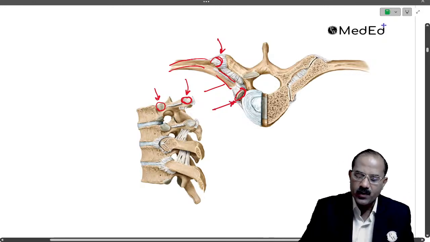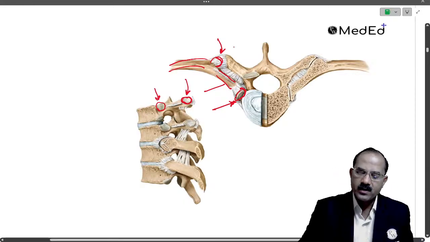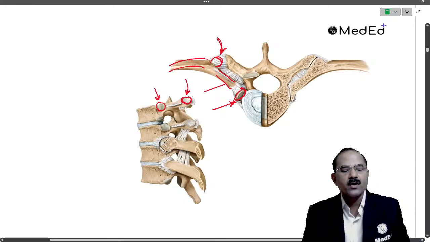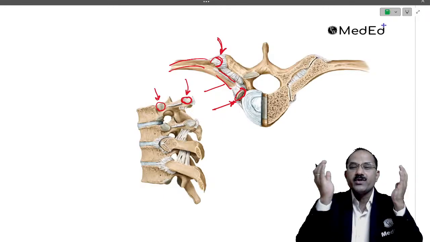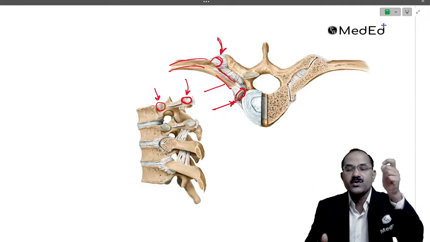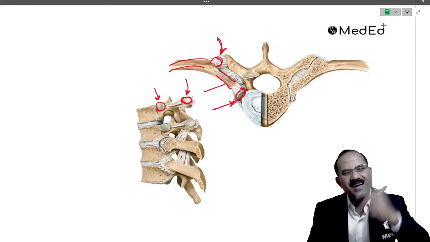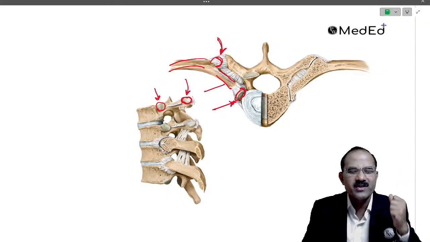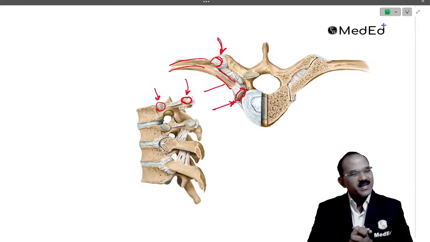What is this joint? This is the costovertebral joint. And what is this joint known as? This is the costotransverse joint. So what are the joints which a rib is going to form? Number one, costovertebral. Second, costotransverse. And the third one is costochondral joint. And children, all these joints are synovial joints, right?